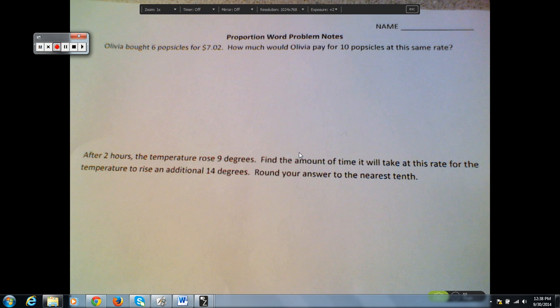Alright, so let's read this word problem. It says Olivia bought 6 popsicles for $7.02. How much would Olivia pay for 10 popsicles at this rate? The first thing to recognize is that these rates are equivalent. Equivalent rates or equivalent ratios are called proportions, so we're going to use a proportion to solve this problem.